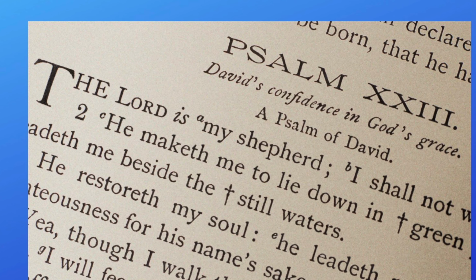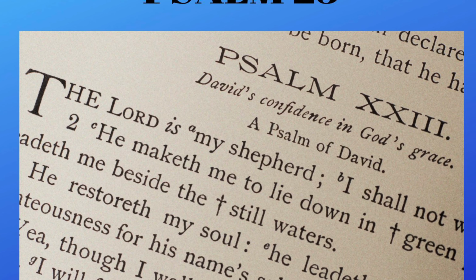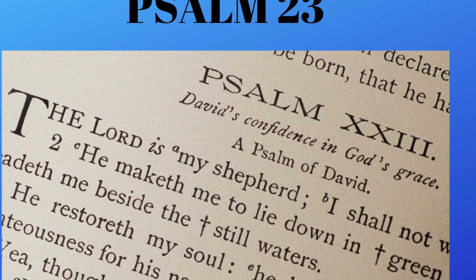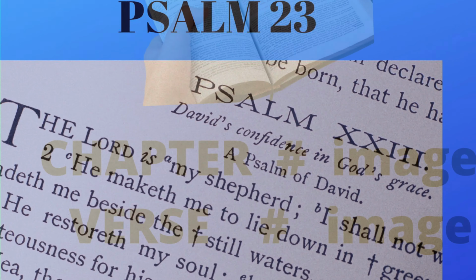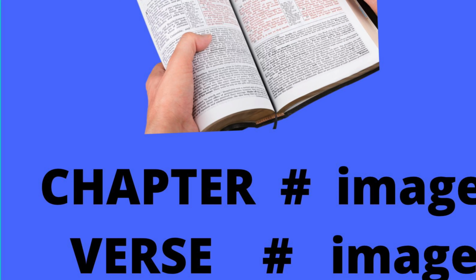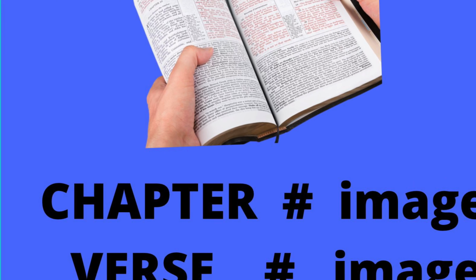The 23rd Psalm, for example, perhaps you know it. The Lord is my shepherd, I shall not want. He maketh me lie down in green pastures. But if I asked you to go to verse 4, could you do it without starting from the beginning? Well, each Bible verse is numbered within a chapter and a verse. So you need a chapter and a verse image.